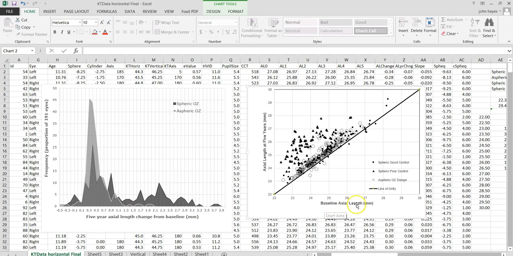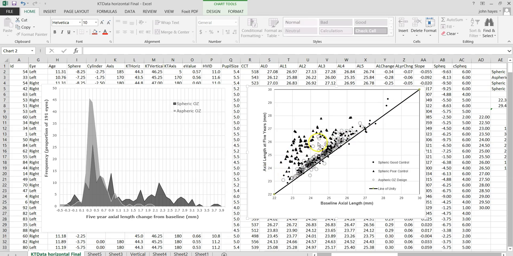If we plot baseline axial length against axial length change after 5 years, and we have a line of identity, we can see that the open circles are the aspheric lenses, and they had good control. So no matter where you started, there was just a little bit of growth off the line of identity for baseline. And then similarly, there's this very substantial cluster of spheric Ortho-K lenses that did very well.